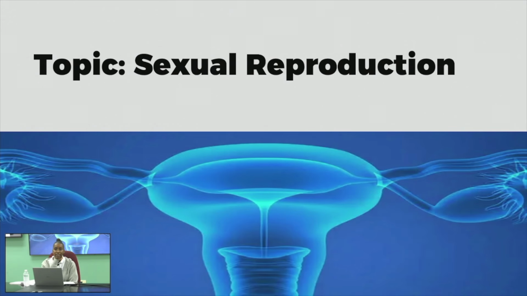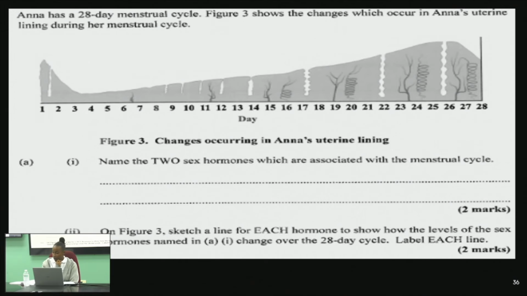Then we're going to move on to our last topic, which is sexual reproduction. All right? So the first thing we have on screen is a diagram showing the changes occurring in Anna's uterine lining. It says Anna has a 28-day menstrual cycle, and figure 3 shows the changes which occur in Anna's uterine lining during the menstrual cycle. Now it says name 2 sex hormones which are associated with the menstrual cycle.